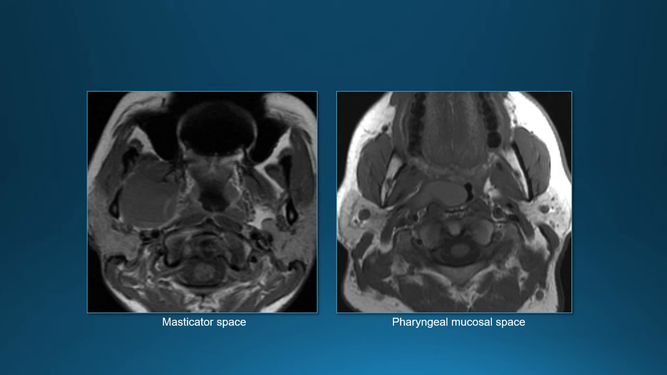Now, just to contrast the lesion in the masticator space from the pharyngeal mucosal space, remember the masticator space lesion will displace the parapharyngeal fat posteriorly and medially here, whereas the pharyngeal mucosal space lesion will displace the parapharyngeal fat laterally here.